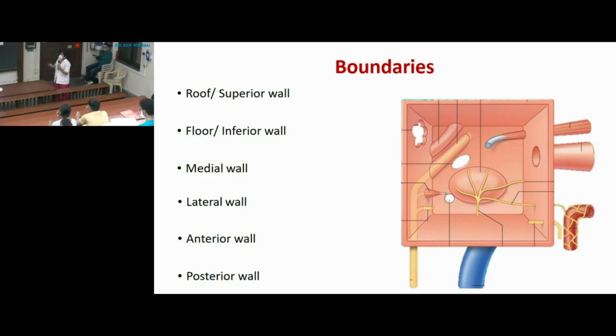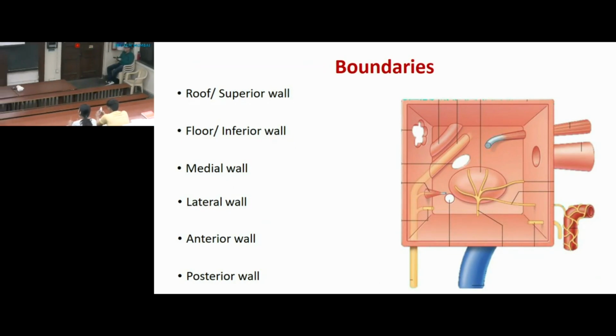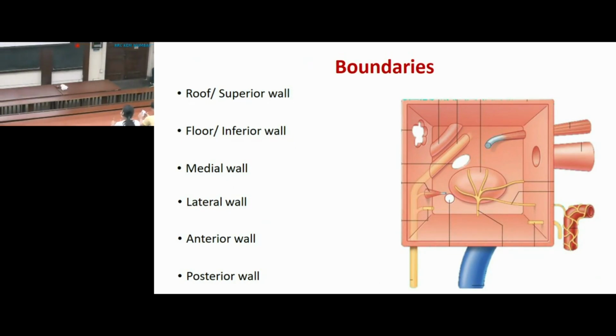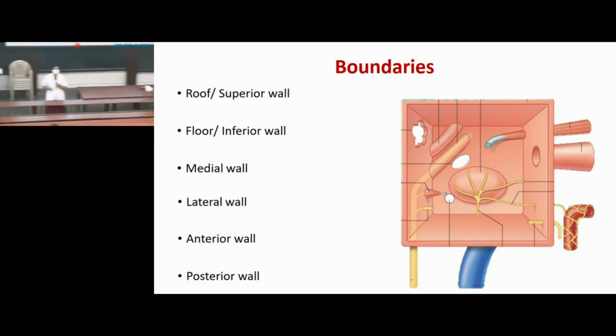Okay. So we'll begin with roof of the middle ear cavity. Can anyone tell me which is the bone forming roof of middle ear cavity? Which part of temporal bone? The entire area is located within temporal bone. Petrous part of temporal bone. So what is present in the roof of middle ear cavity?